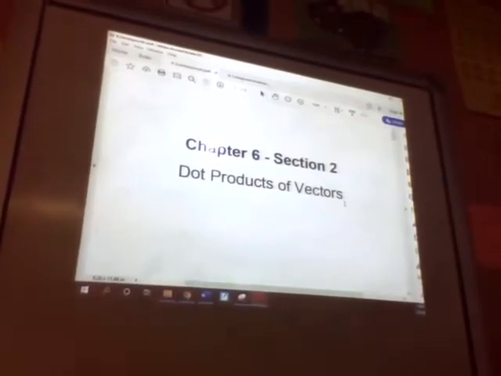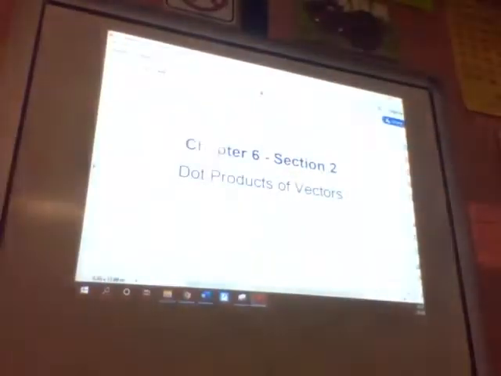Alrighty, so in case we're wondering, chapter 6, section 2, more vectors. Again, the formulas that we're going to get today on the board are going to be on your formula sheet, so you can access them there, but hey, let's find out why. Okay, so dot products of vectors.